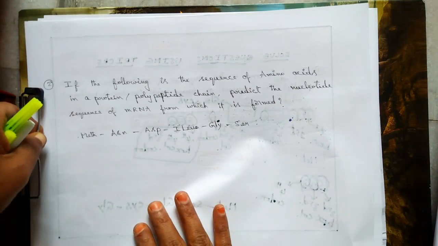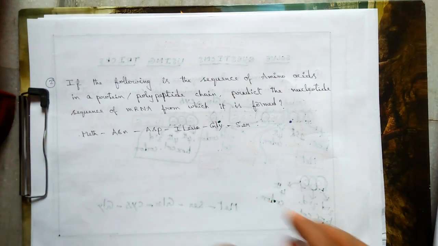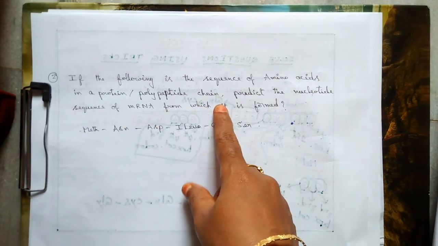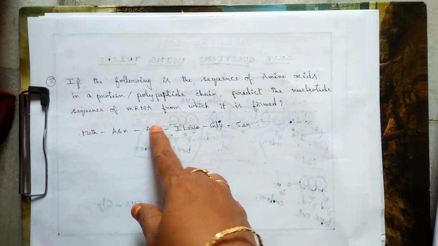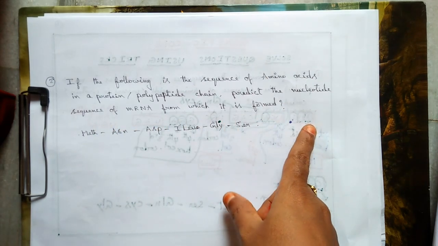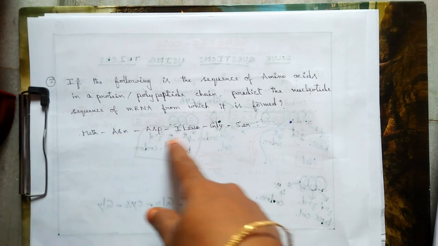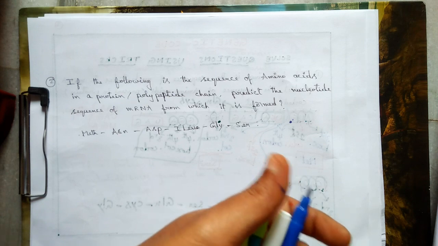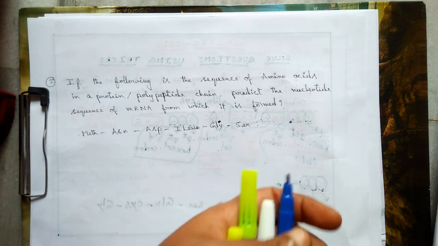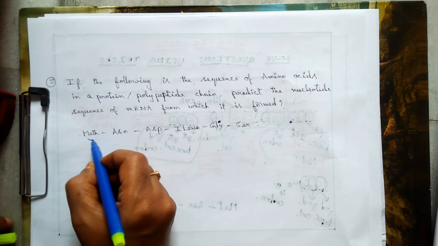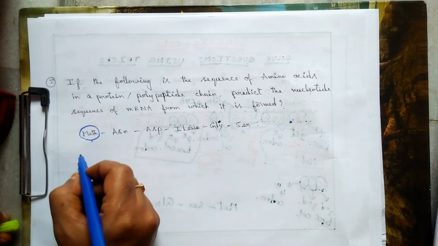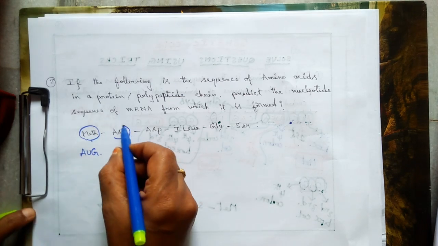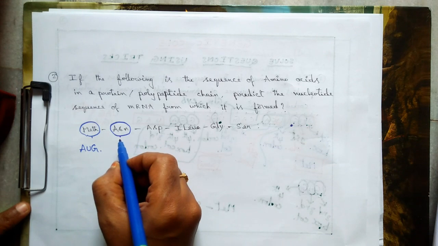Next, the second type of question. If the following is the sequence of amino acids in a protein or polypeptide chain, predict the nucleotide sequence of the mRNA from which it is formed. So this is the amino acid sequence present in the protein chain, and we have to find the nucleotide sequence in the mRNA. How can we find it? First, methionine. We know the initiator codon, that is AUG. Very simple. Next, asparagine. Asparagine is coded by 2 codons.